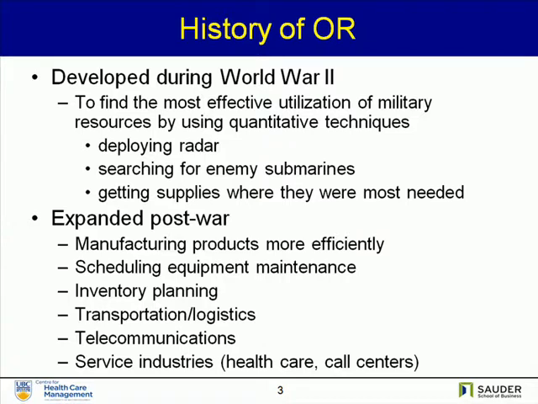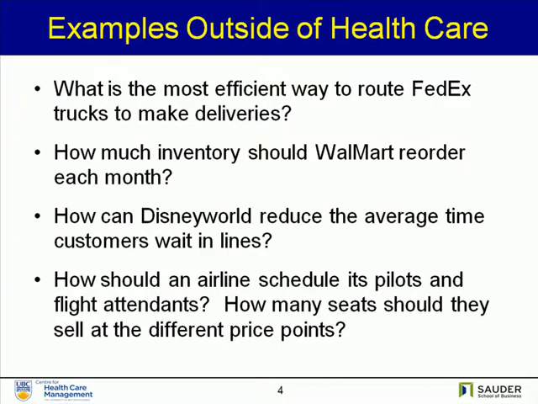So manufacturing is a big user of operations research techniques. It's used in inventory planning, supply chain management, telecommunications, and healthcare has been using OR techniques much in the last 10 to 15 years. So just to give a flavor of some of the questions that operations researchers analyze in a non-healthcare context, you have these types of problems. So what is the most efficient way to route FedEx trucks to make deliveries so as to make all their deliveries and return back to their home base using minimum amount of fuel, minimum distance traveled, for example?